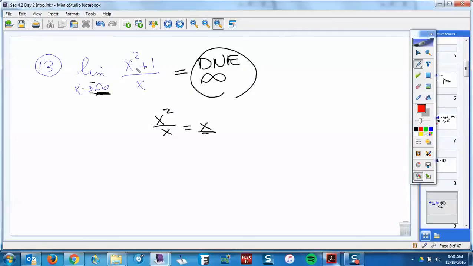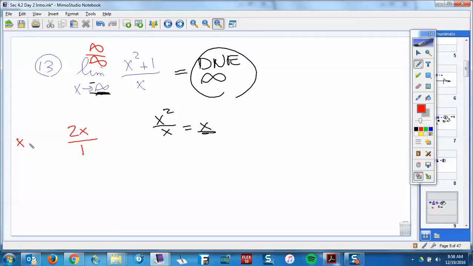What about this one? Infinity over infinity. Aha. Yes, this is an infinity over infinity. Now, it'd be negative, the bottom would be negative infinity. It doesn't matter. So L'Hopital's rule would work. So what's the derivative of the top? Derivative of the bottom? 1.